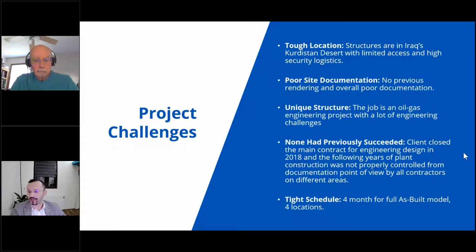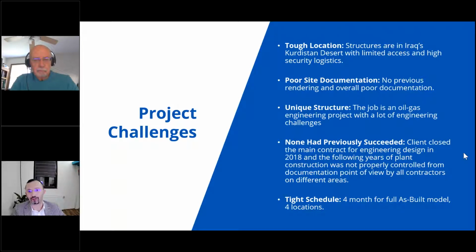Another aspect was related to the previous development of the engineering documentation. The client closed the contract for engineering in 2018, and in the following years of plant construction, the documentation was not properly controlled. All the contractors in different areas used their own documentation and did not deliver it at a certain point.